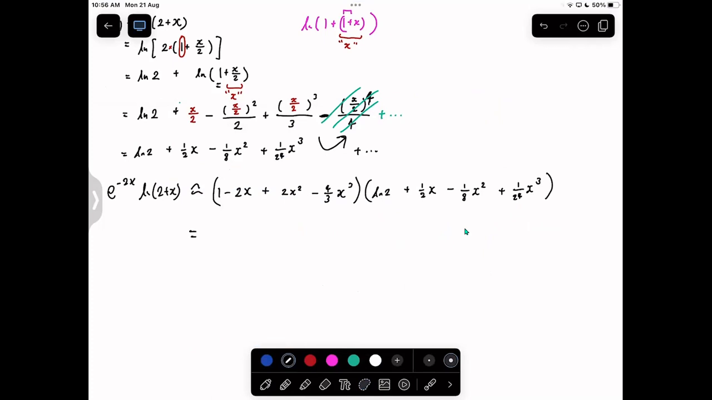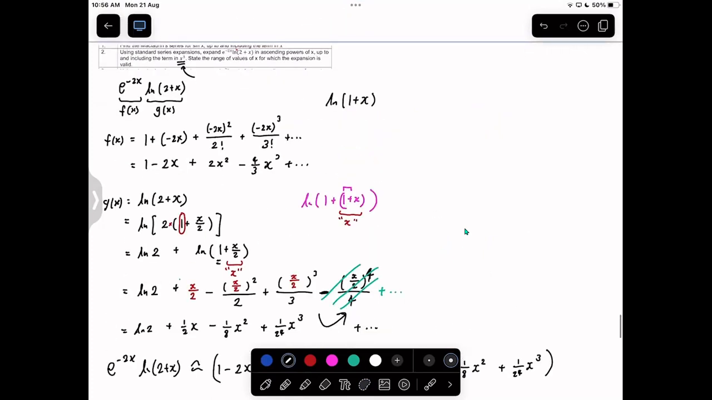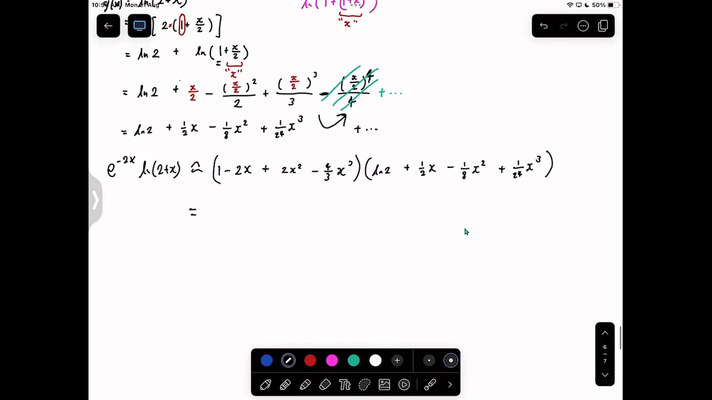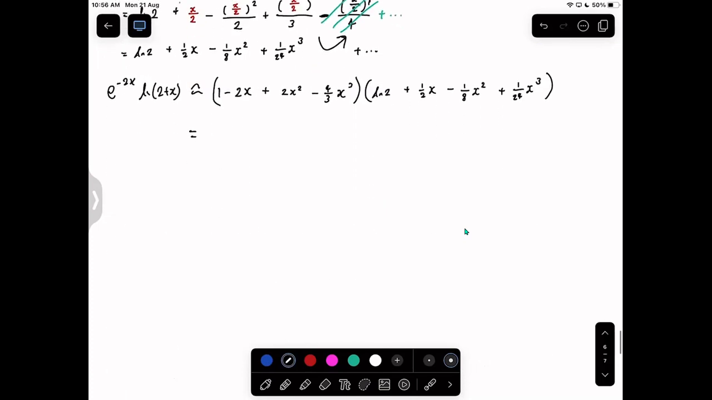Then now we have to expand up to the x cubed term, right? They say up to, not only. They say up to and including. So that means we have to really expand everything. Let's just do it. So constant terms, what is it? 1 times 1, 2. You get ln 2.